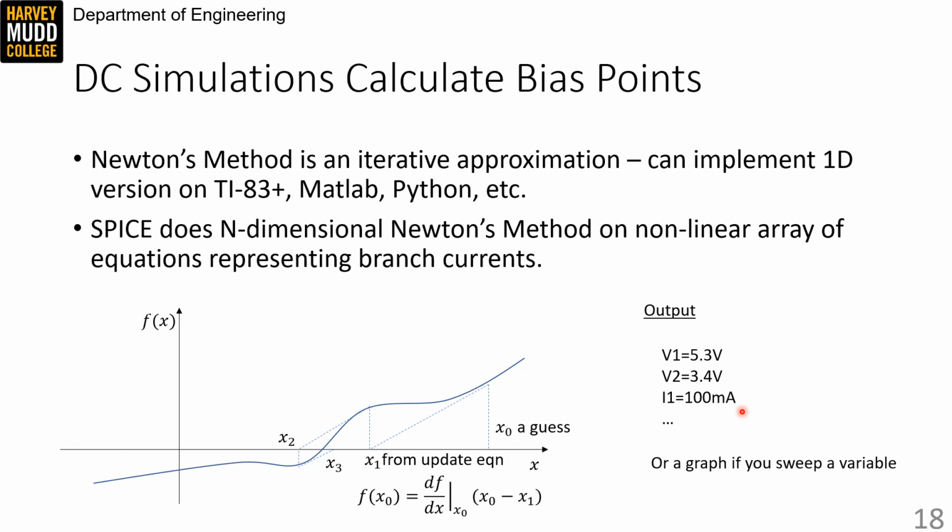But circuit simulators mostly find bias points using an algorithm called Newton's method. This technique finds the roots of nonlinear systems by making successively better approximations. You calculate your very first approximation by guessing, and then you make successively better approximations using the slope of the function at your previous guess, and the update equation that relates your next guess to your previous one is given down here.